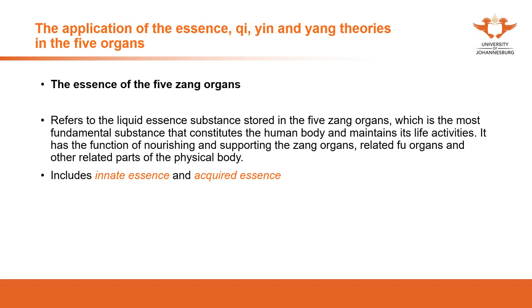The function of the essence of Zang organs is nourishing and supporting the Zang organs, and nourishing and supporting the related Fu organs and other related parts of the physical body. Now the question here is, what's the difference between the essence of the Zang organs and the essence that we have discussed previously, the essence of the body?